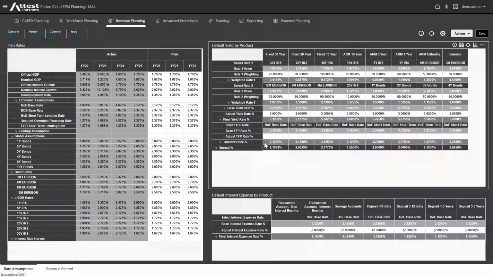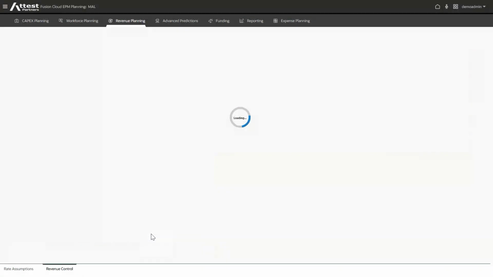So this is starting to show our different drivers, what we're looking at, be that our economic assumptions, the global assumptions that we're looking at, our bond rates, and what we can see across the top is our different products. So these are our loan-based products by the different yields of those products. And below that, we're then looking at the balance deposits that are being brought in as part of those loan agreements and then calculating out, obviously, based on our assumptions. However, what we really want to look into is the revenue control.